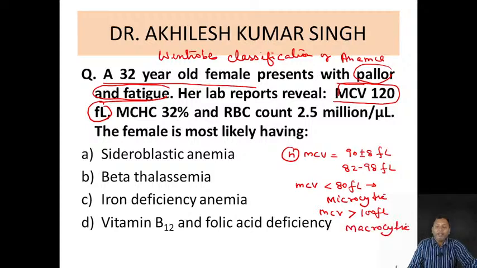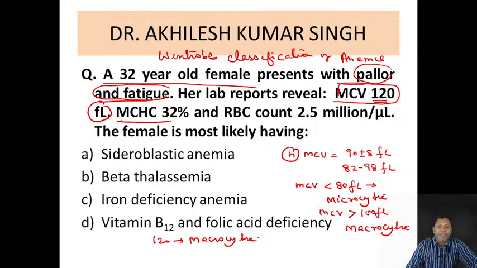Macrocytic. So they are called macrocytic, right? In this, what is given here? MCV is 120 femtoliter. So 120 femtoliter means what? 120 is macrocytic, right? Macrocytic.